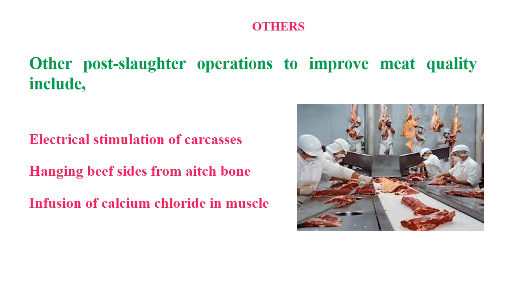Another modern practice is infusion of calcium chloride in the muscle. Through some large arteries we can infuse calcium chloride, and that helps in better activity of enzymes inside for tenderness, like the calcium activated sarcoplasmic factor. So this can improve the tenderness in meat.